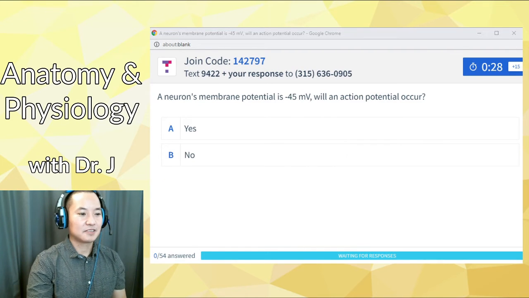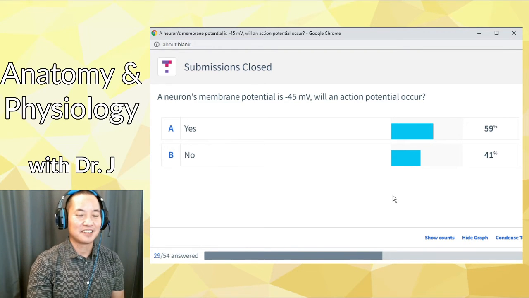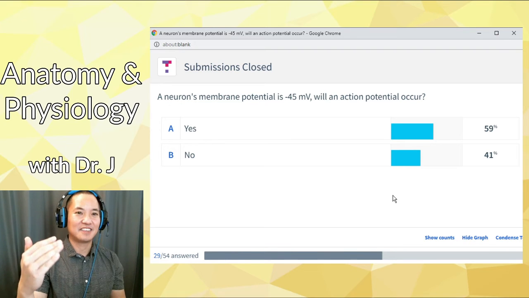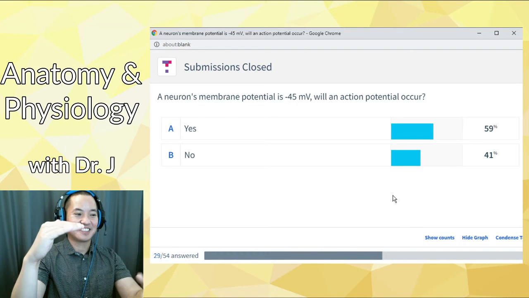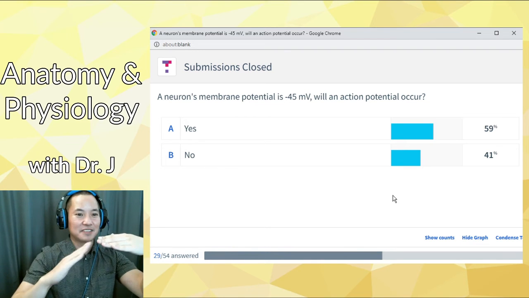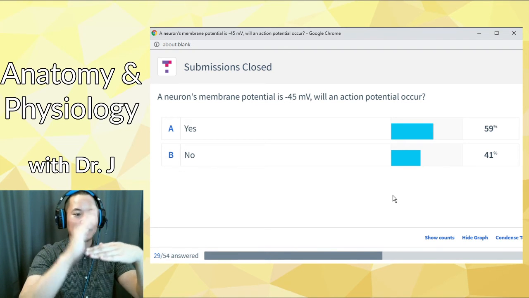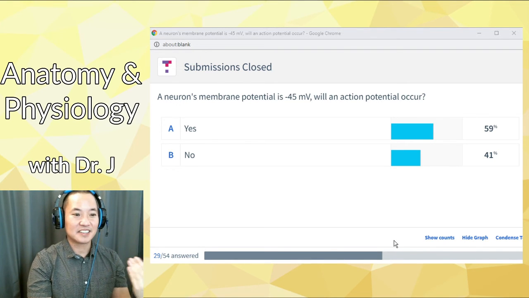Okay, so now the neuron's membrane potential has been pushed to negative 45. Will an action potential occur? Ooh, much more mixed this time. So which is the bigger number, or which is greater, negative 45 or negative 70? Negative 45 on the graph is greater than negative 70. So you have crossed that threshold, and an action potential can occur. Even though you're still in the negatives, it is a greater number.